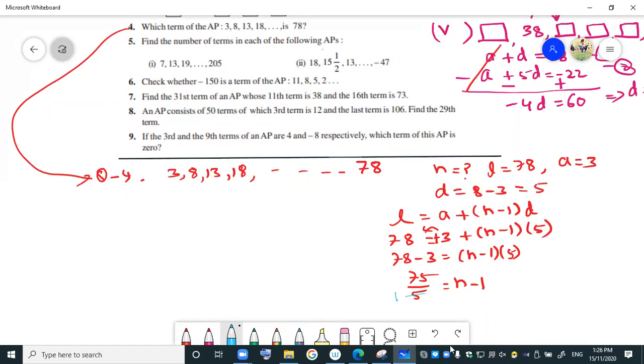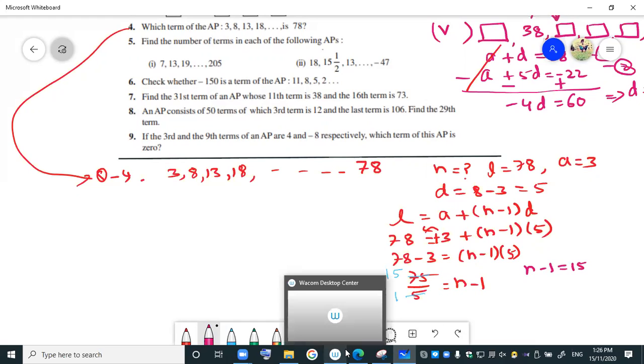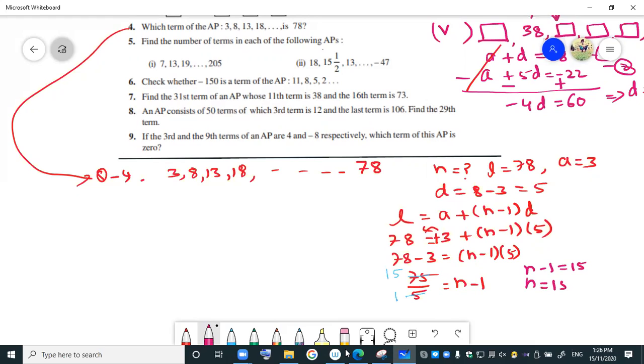5 ones are 5. 5 fives are 25. 15 fives are 75. So you are getting n minus 1 is equal to 15. So n will be equal to 15 plus 1, that is 16. So the number of terms is 16. When you count 1, 2, 3 like this, 78 will be the 16th term.